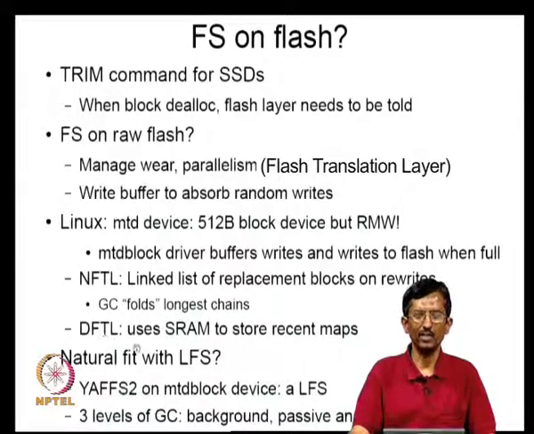What DFTL does is it decides that I won't put 1 gigabyte, I'll put only a smaller amount, 64 megabytes or whatever. I'll store the recent maps in SRAM, and the rest of it, the full table, I'll keep in the flash itself. Okay. So that's what they have tried.